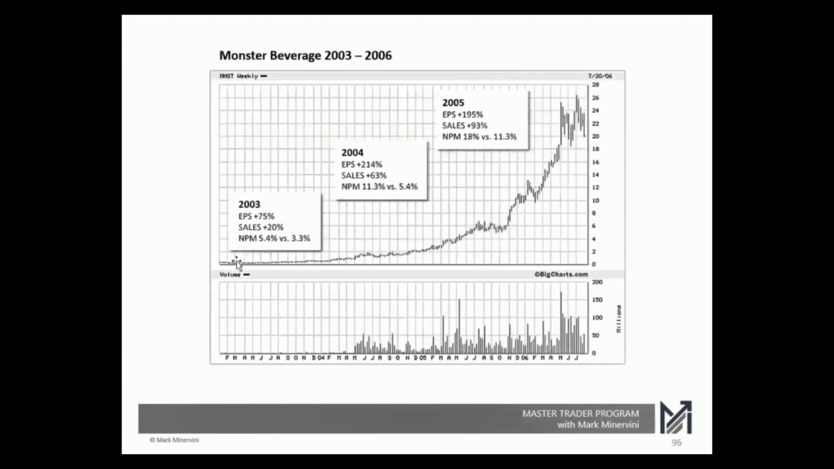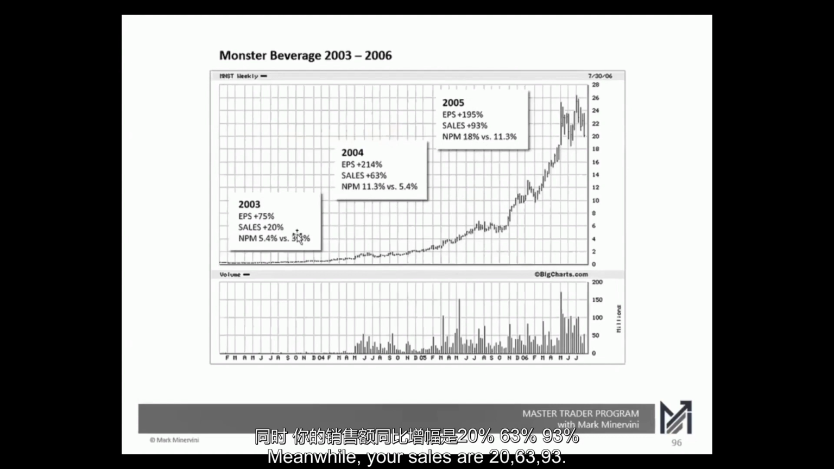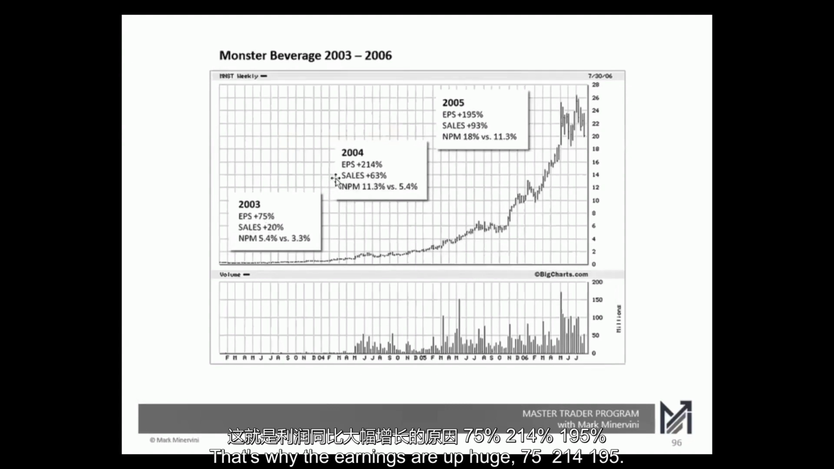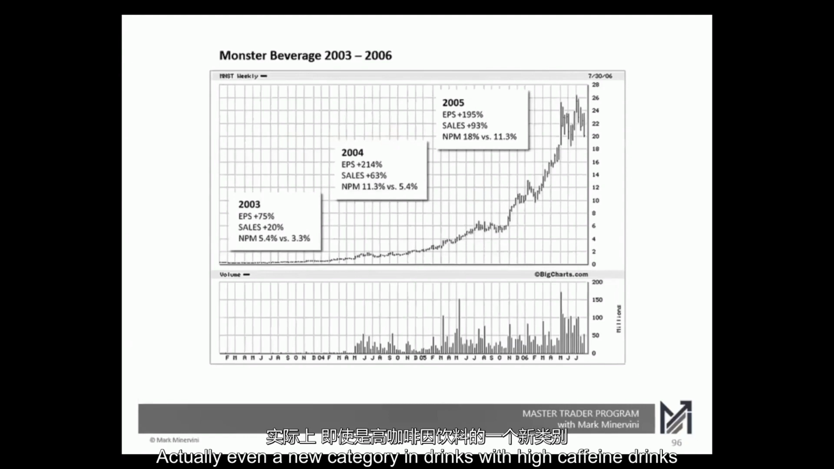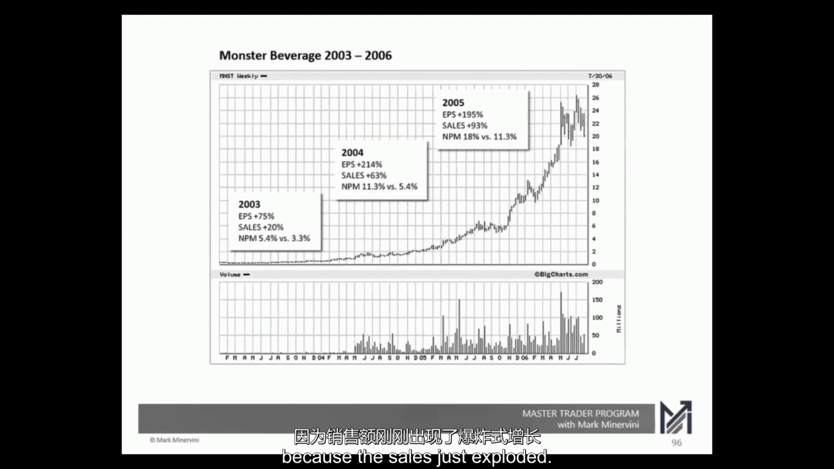Monster Beverage, here you go, from 3.3 to 5.4 in 2003, then from 5.4 to 11.3, from 11.3 to 18%. So you went from 3% to 18% margins. Meanwhile, your sales are 20, 63, 93. Well, that's why the earnings are up huge: 75, 214, 195. This is what drives this big price move. Yeah, and what created those great margins was an introduction of a new product, actually even a new category in drinks with high caffeine drinks, and that's what drove those margins because the sales just exploded.